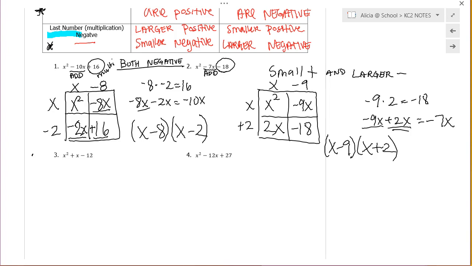Alright, looking at the next example here, you probably have to flip over your packet. I see x squared plus x minus 12. So I know I'm going to be multiplying to a negative 12.